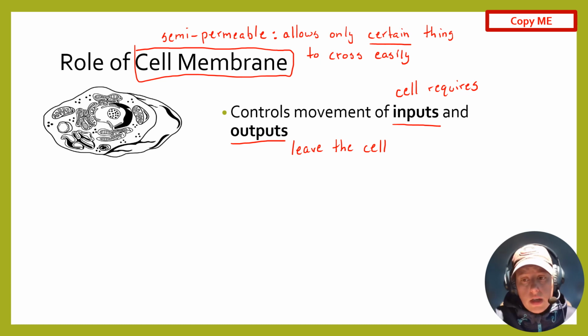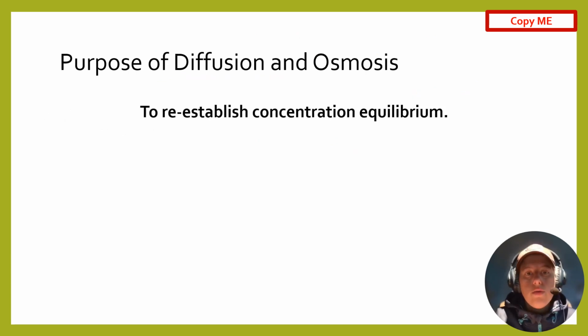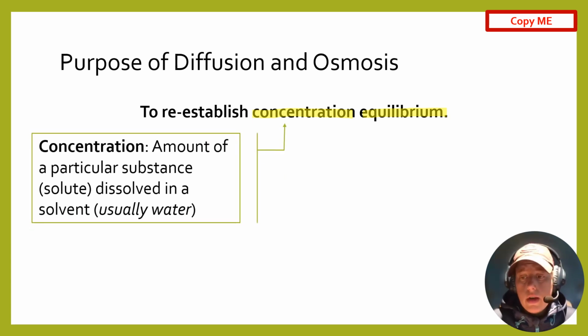But first we have to actually understand why diffusion and osmosis is important, which is because it is trying to reestablish concentration equilibrium. So there's two words we need to define here. Our first is concentration. Our second is equilibrium. So the first word, concentration. This is a flashback to probably when we talked about mixtures last year, when we're talking about if something is concentrated or not. Concentration, we're looking at the amount of solute dissolved in our solvent.